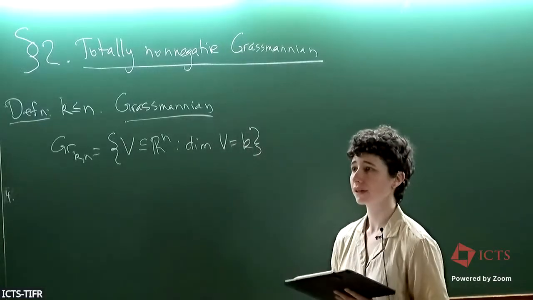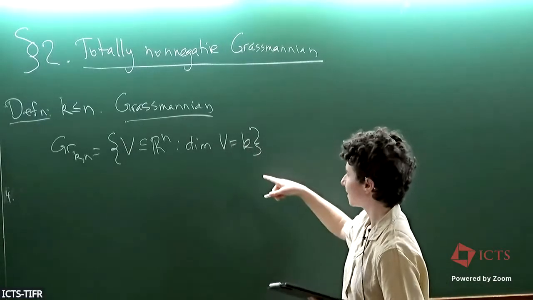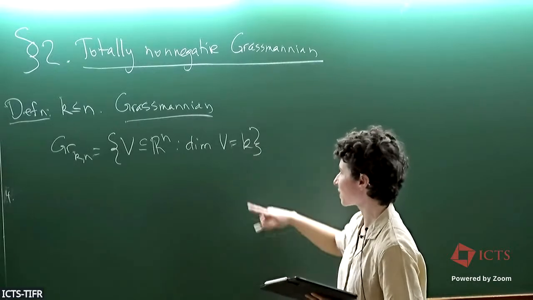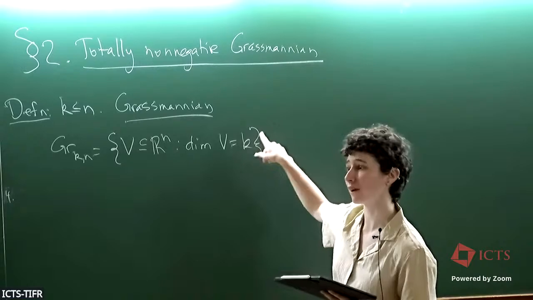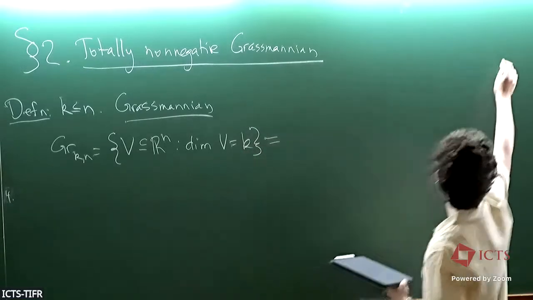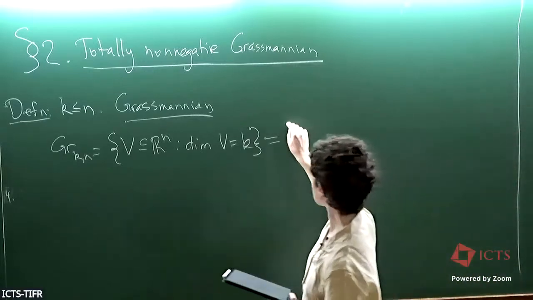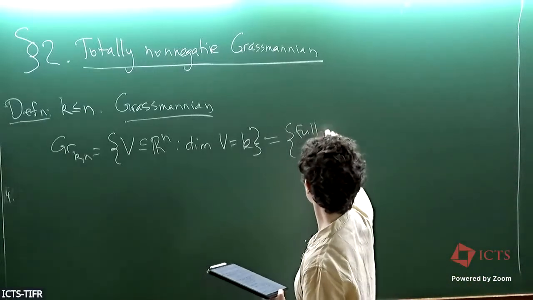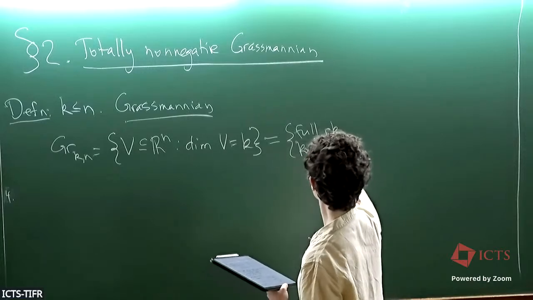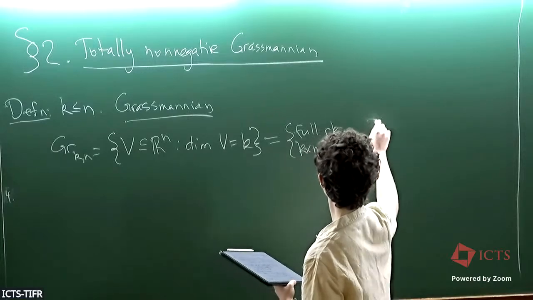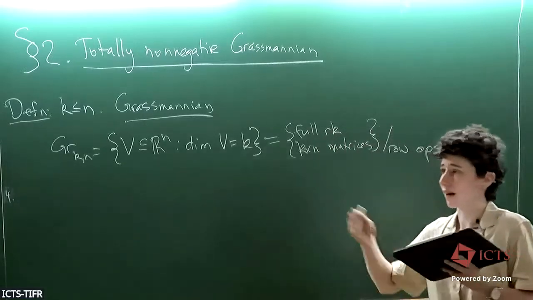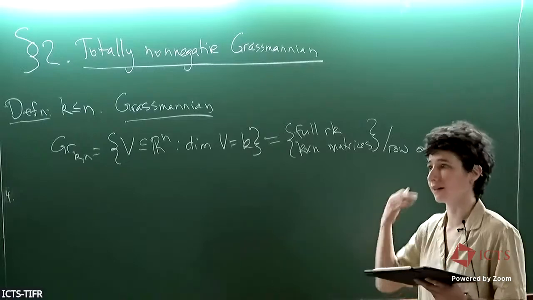Okay? And this is all well and good, right? Okay, so I know what a subspace is, right? I know how to compute its dimension, but if I really want to get my hands dirty with this, the way I want to think about it is as the set of all full rank k by n matrices modulo row operations. Right, so I'm just thinking about some matrix whose row span is the subspace.